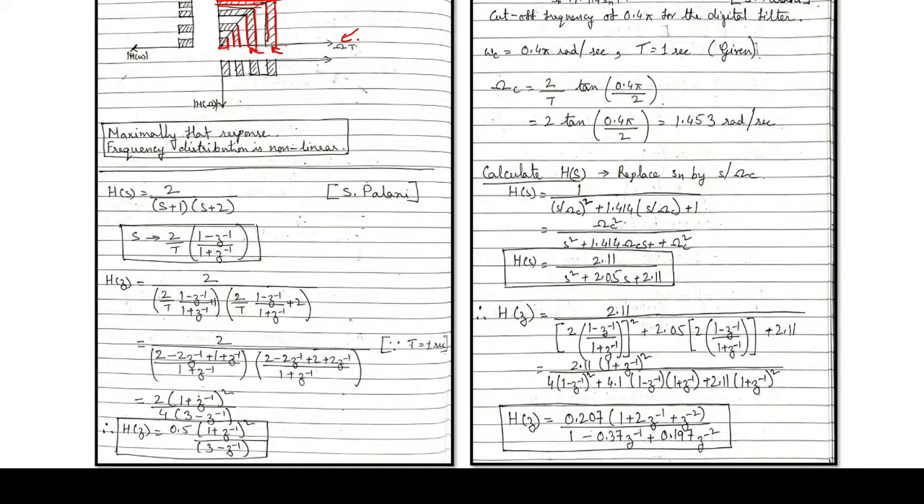Okay. Now if you see over here, in all the cases, if you look into the amplitude response of the analog filter, all the filters have a flat response. Okay.